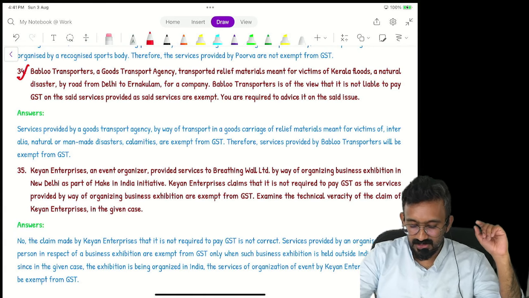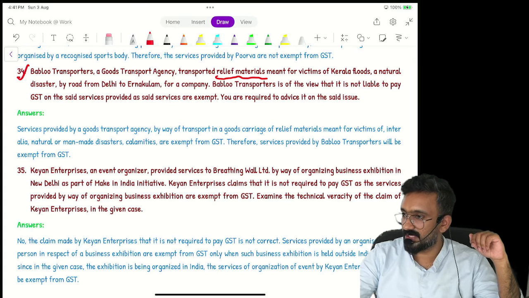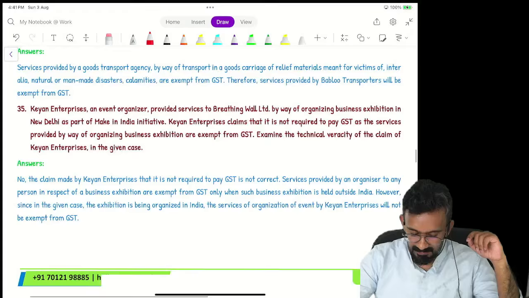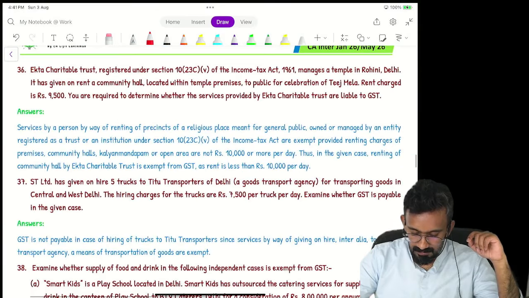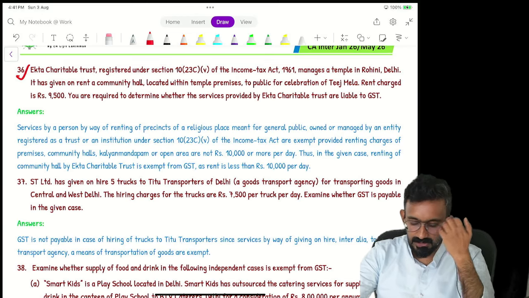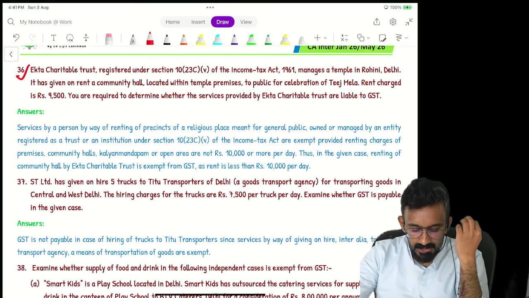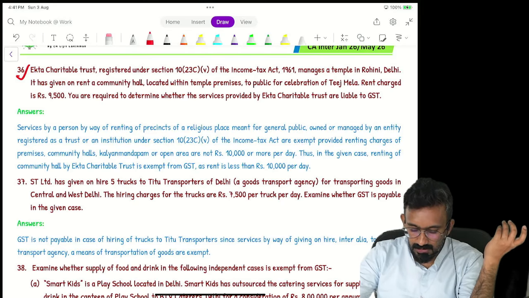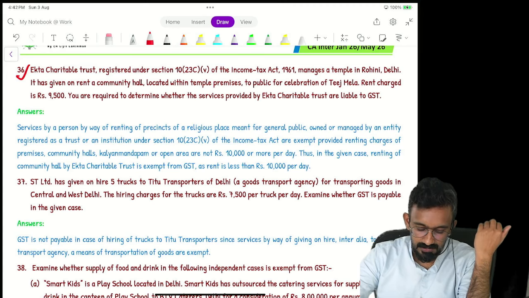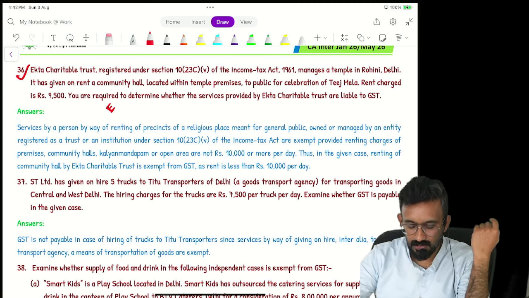Bablu Transporters, a GTA, transported relief materials for victims of Kerala floods, a natural disaster, from Delhi. Taxable or exempt? Why? Rule 5. R stands for relief material only they are transporting here. Ekta Charitable Trust, registered under 12AA of Income Tax Act, manages temple in Rohini, Delhi. It has given on rent a community hall located within the temple premises to public for celebration of Teej Mela. Rent charges is 9,500. Exempt. Less than 10,000.